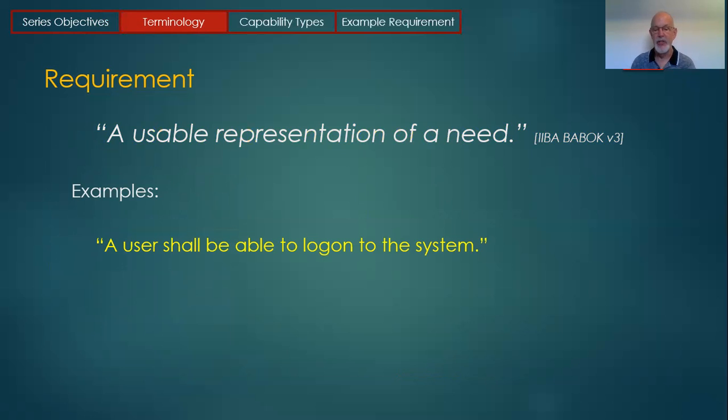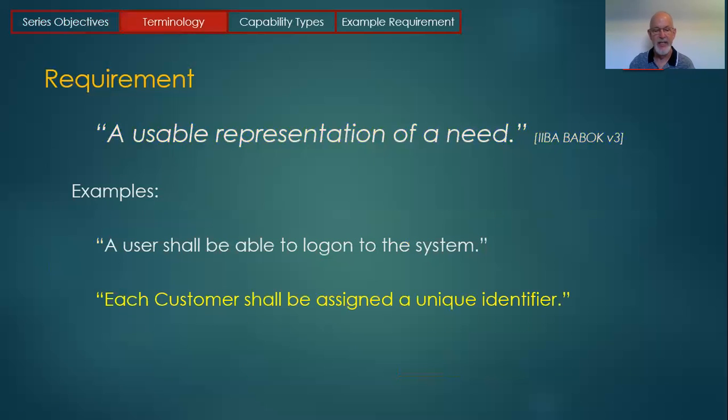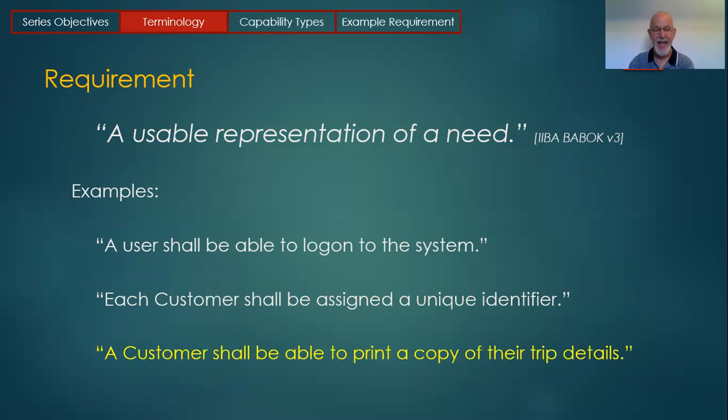So here's one. A user shall be able to log on to the system. Okay, we've probably everyone's seen a requirement like this in one shape or another. Presumably that's some representation of a need. Here's another one. A customer shall be assigned a unique identifier. Again, we recognize this as a requirement. What its quality is, whether it's high level, detailed, we'll discuss this during the series. And here's a third example. A customer shall be able to print a copy of their trip details. This is one of the examples from the case study, and we'll use this throughout the webinar. We'll come back to this.